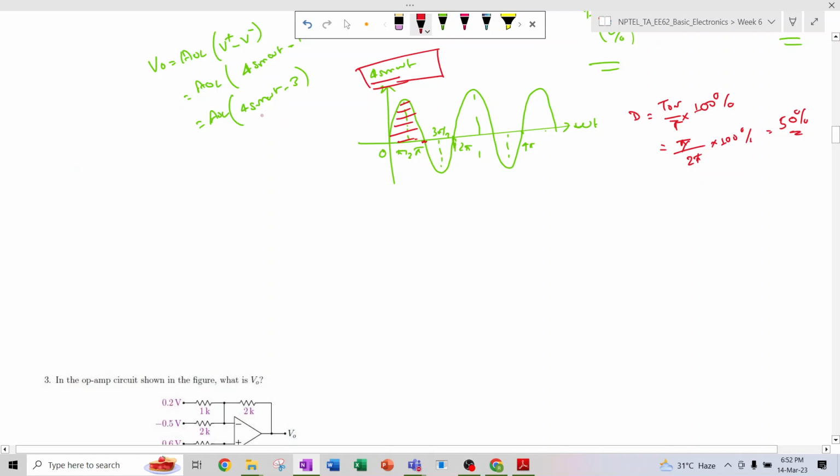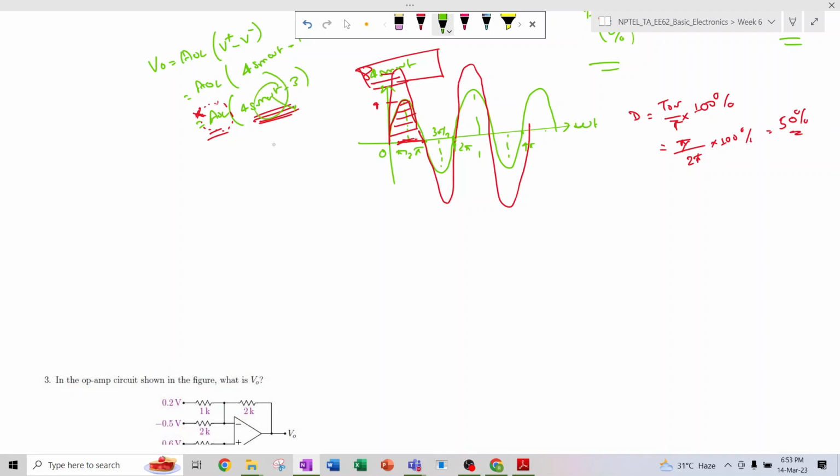But here it will be 4 sine omega t minus 3, which is amplified by some amount, and that will not change the duty cycle because it is only amplified. Whether the peak is 4, or it is amplified by 2 and the peak is 8, the duty cycle remains the same, right? So we will neglect this AOL, see how this waveform looks, and then find its duty cycle. So 4 sine omega t minus 3: the sine omega t can maximum go from minus 1 to 1.